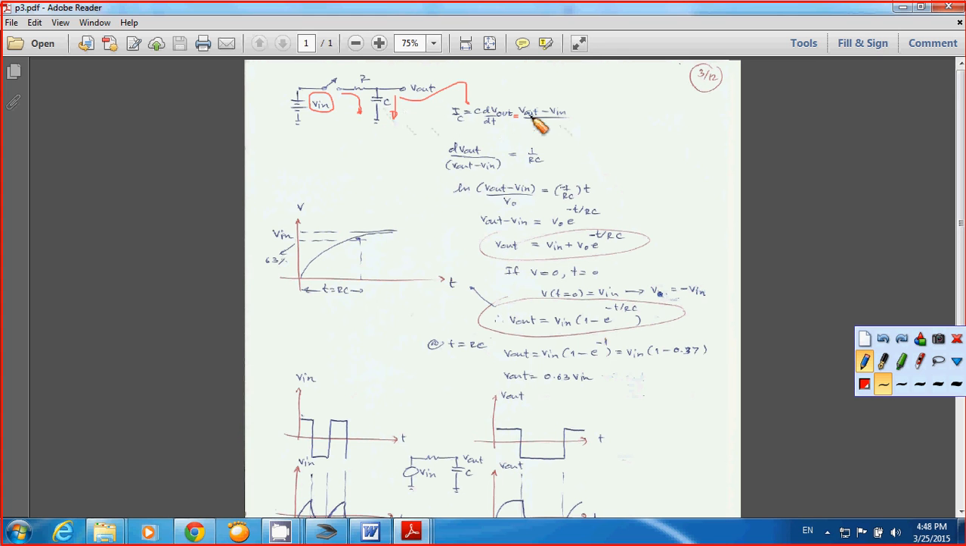Your I_C is also equal to V out minus V in divided by R, because they have the same voltage here. And you solve the equation: you move this one to the left, and you move C to the right. You have dV out over V out minus V in equal to 1 over RC dt, and you integrate both sides of the equation. You have ln of (V out minus V in) over V0, where V0 is the constant from integration. And on the right hand side, you simply have negative 1 over RC multiplied by dt.